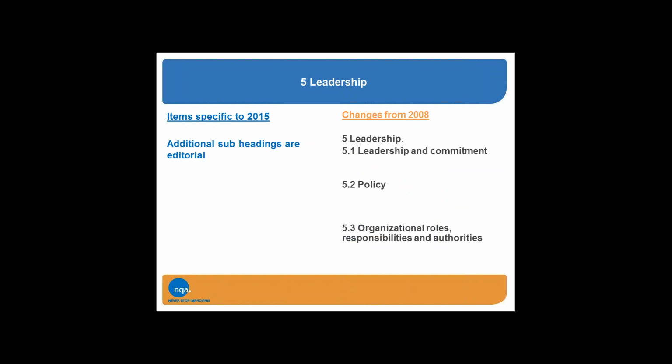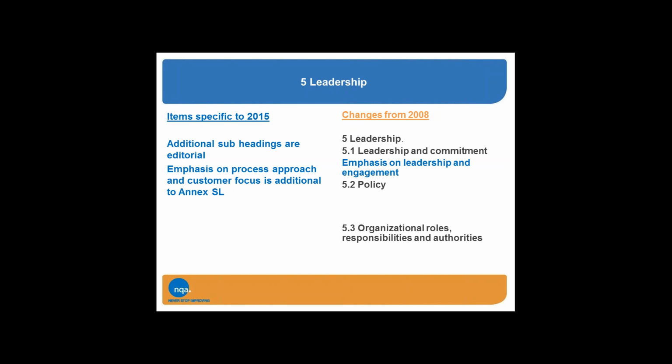So items specific to the 2015 standard, the additional subheadings that we see in that Clause 5 leadership, they are generally editorial. So it's just 9001 setting out the information perhaps a little more clearly. The emphasis on process approach and customer focus is additional to Annex SL. So this is specific to 9001.